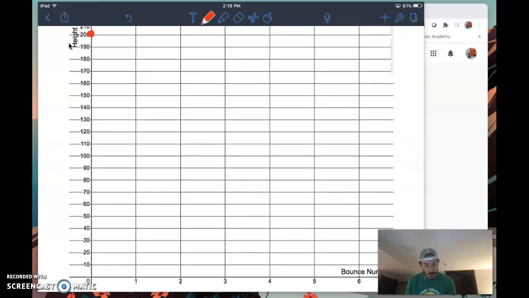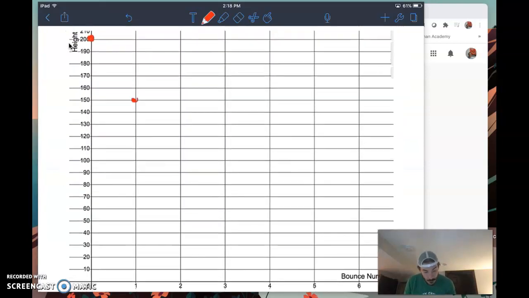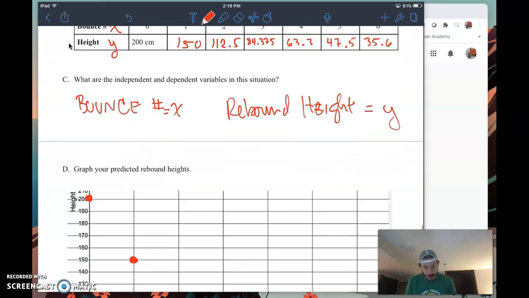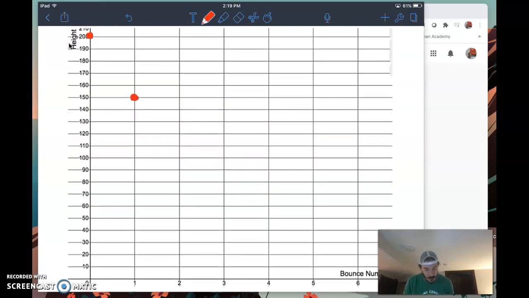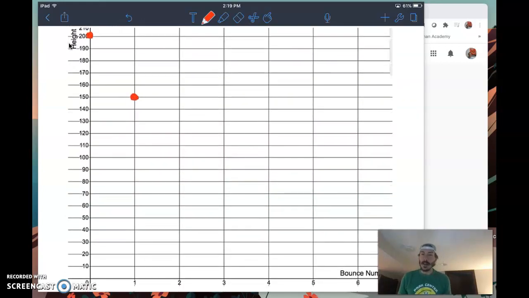Bounce 1 was 150. Okay. And then bounce 2, I got to scroll up again, is 112.5. Now this is where this might get a little tough for some of us. I can't graph 112.5. I just can't be that accurate. So I'm going to do my best here. 2, I know that's going to be in between 110 and 120. It's going to be a little closer to 110. That looks pretty good for me.